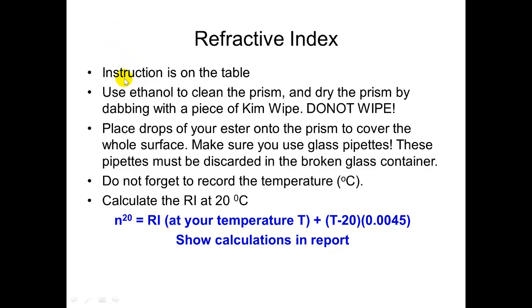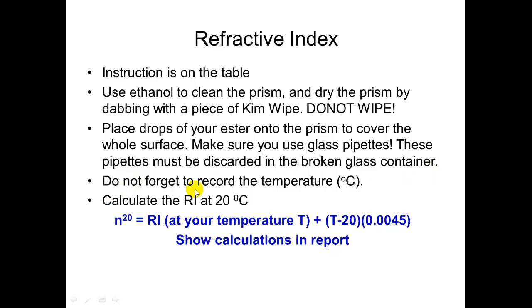Follow the instructions on the table in the prep room to do your refractive index measurement. Use ethanol to clean the prism and dry the prism by dabbing with a piece of Kim wipe. Do not wipe to avoid scratches. Place drops of your ester onto the prism to cover the whole surface. Make sure you use glass pipettes. These pipettes must be discarded in the broken glass container when you finish.